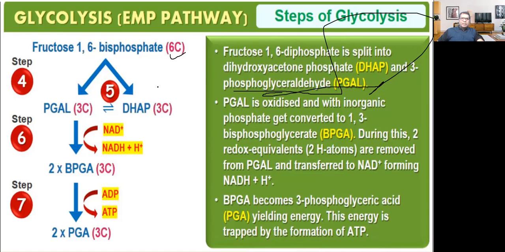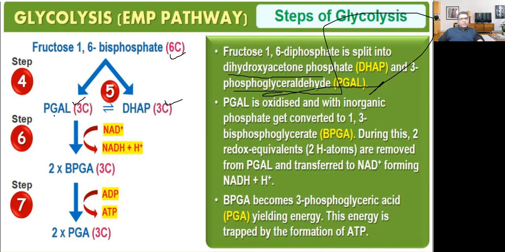And DHAP stands for dihydroxyacetone phosphate. This PGAL contains 3 carbon and DHAP also contains 3 carbon. They are interchangeable. Now this takes place in the 5th step: interconversion of PGAL into DHAP and DHAP into PGAL. That is step number 5.